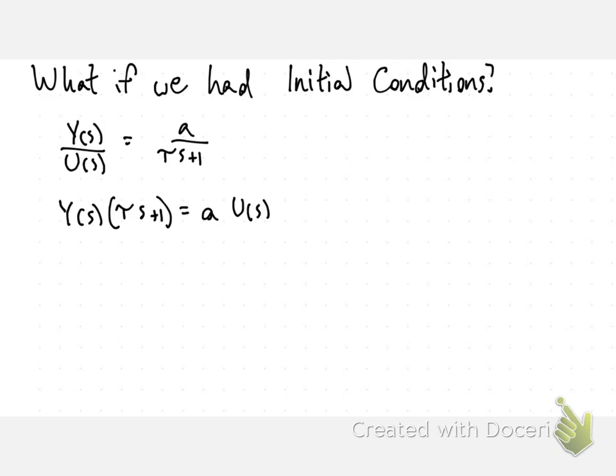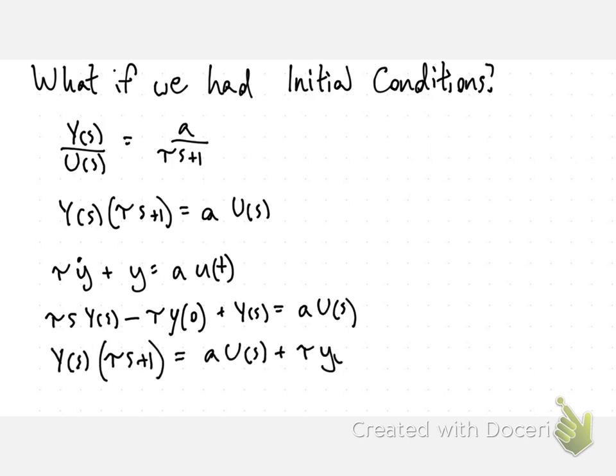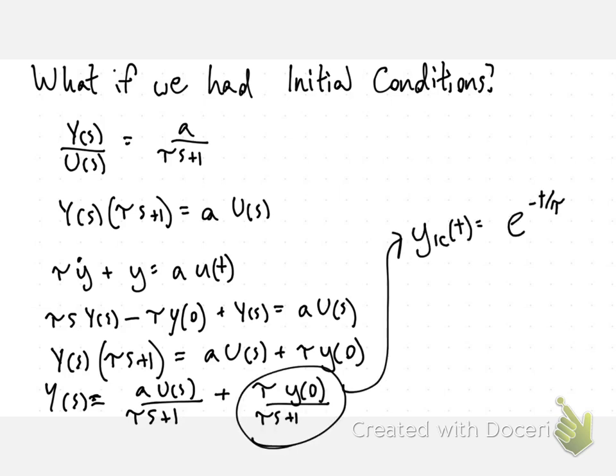And if we go back to the time domain, that's going to give us tau times y dot plus y of t is equal to a times u of t. So now if we go back to the Laplace domain, this time we do have initial conditions. We're going to have a component minus tau y0. So now y of s will be equal to a u of s over tau s plus 1.